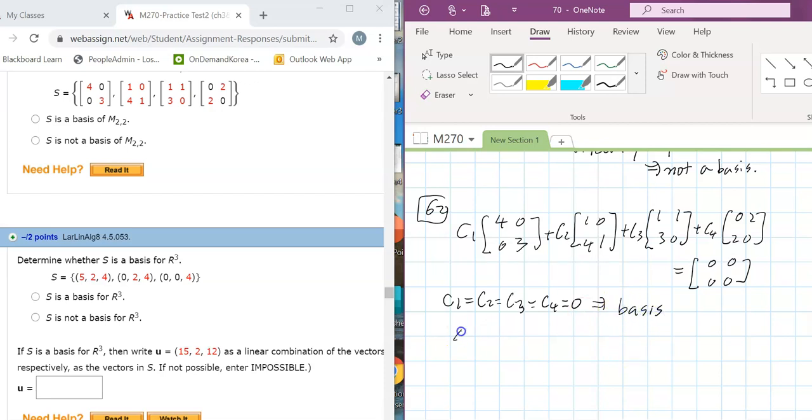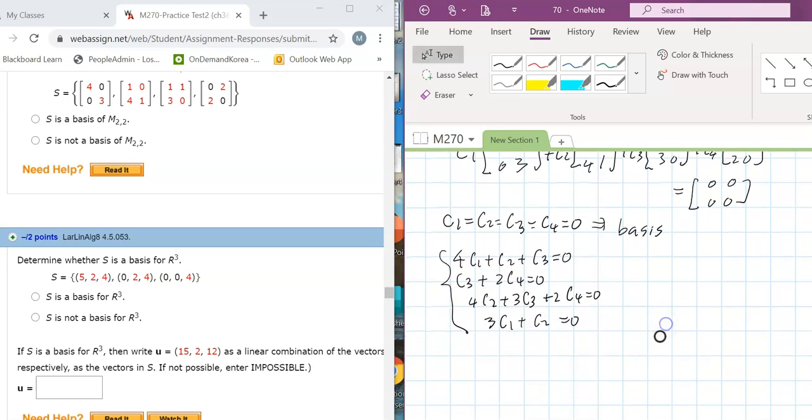So you try, for C1 plus C2 plus C3 equal to 0. Next one is C3 plus 2C4 equal to 0. And then 4C2 plus 3C3 plus 2C4 equals 0. And the last one is 3C1 plus C2 equal to 0. Okay. You solve this using matrices, and then you can find the answer. Okay. So pretty much the same thing.